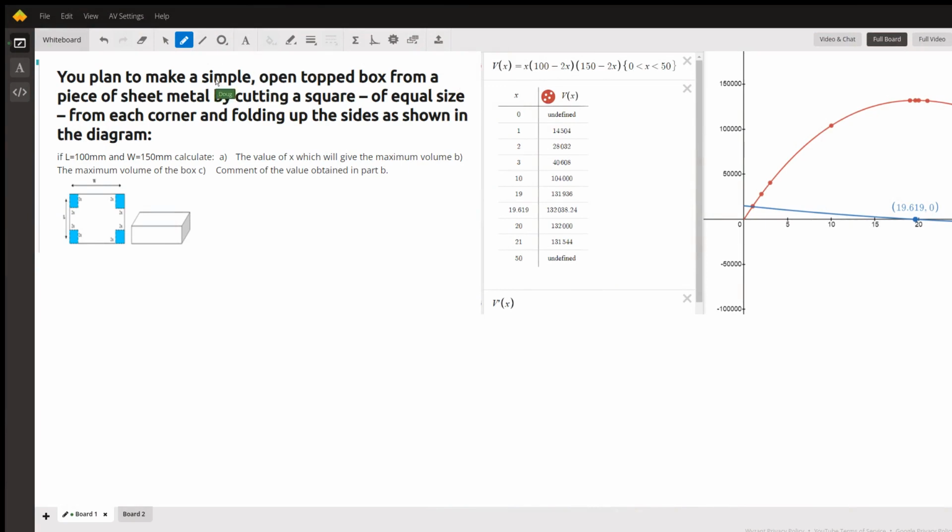Okay, you've got this piece of sheet metal that we're cutting squares of equal size from each corner, folding up the sides to form this open top box. We're supposed to maximize the volume of the box. Okay, so I'm going to move this picture in here.